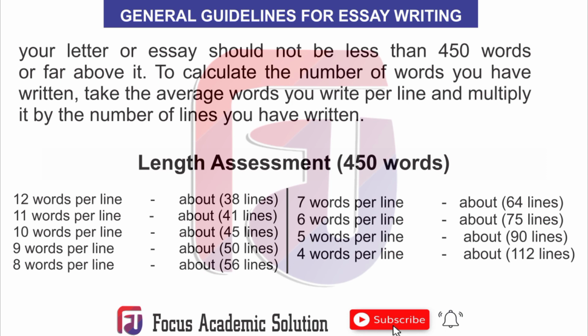Number 1, 12 words per line, that's about 38 lines. 11 words per line, that's about 41 lines. 10 words per line, that's about 45 lines. 9 words per line, that's about 50 lines. 8 words per line, that's about 56 lines, and so on like that. We have 7 words per line. So 5 words per line, we use about 90 lines, and 4 words per line, we use about 112 lines.